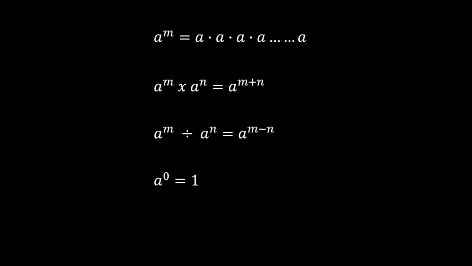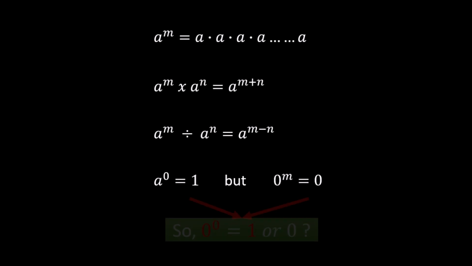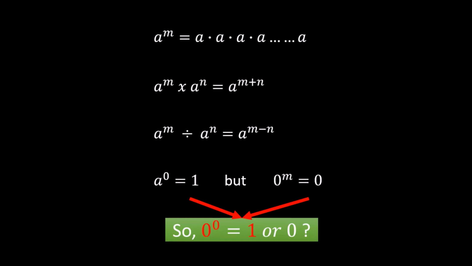Now we also have a to the power of 0 is equal to 1. That means for most numbers, if you raise them to 0, the answer is equal to 1. But 0 to the power of m is equal to 0. So, which among these two is the answer? Is it 1 or 0? So let's find out.